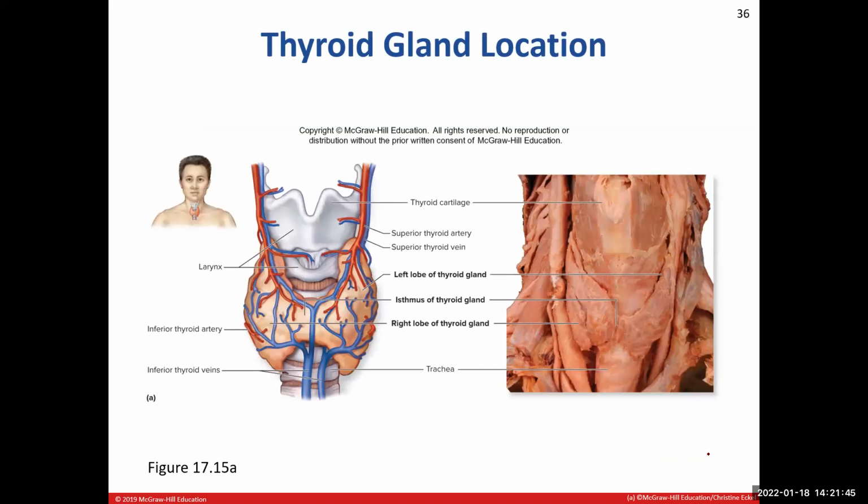So here's our picture. You can see the thyroid cartilage superior to the thyroid gland here. Lots of blood vessels going to the thyroid gland. And in our live dissection, you can see it here. So here are the left and right lobes with the isthmus that connects those two lobes to one another.